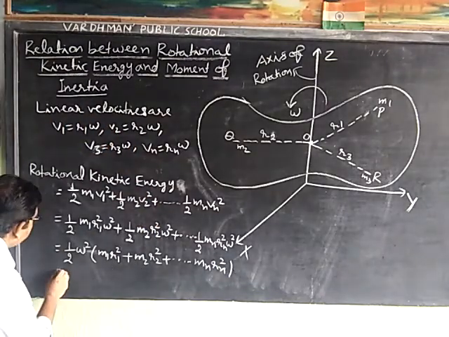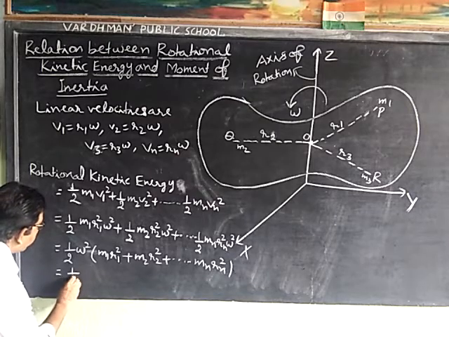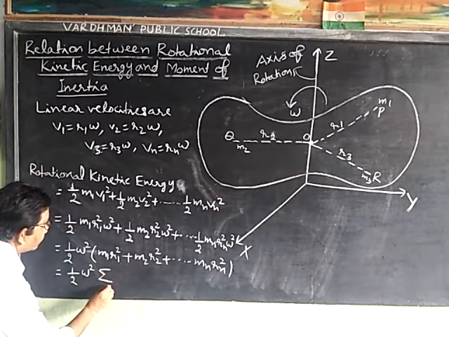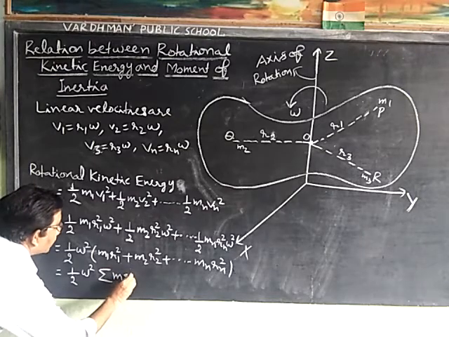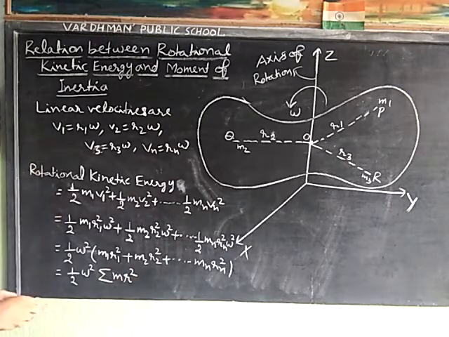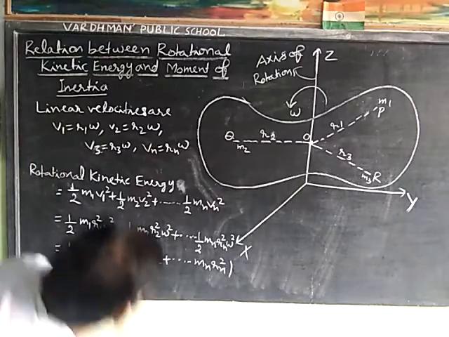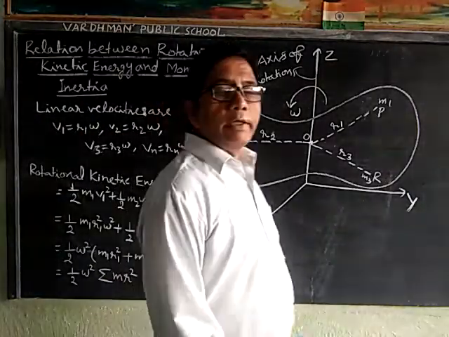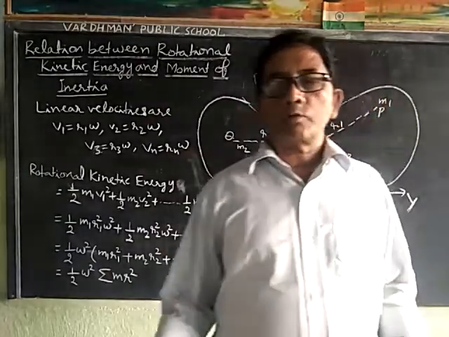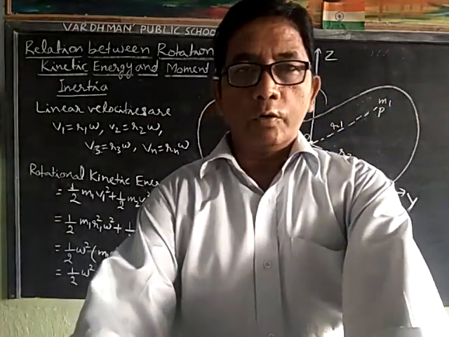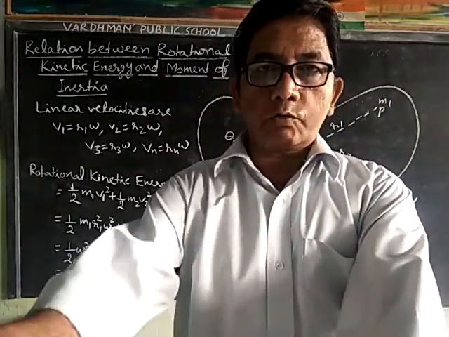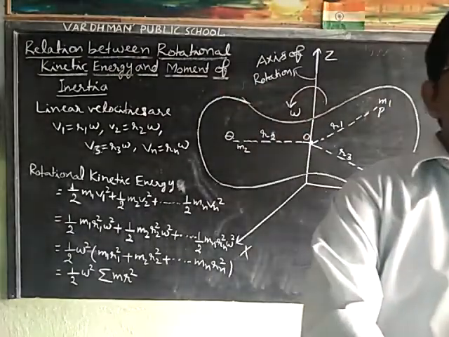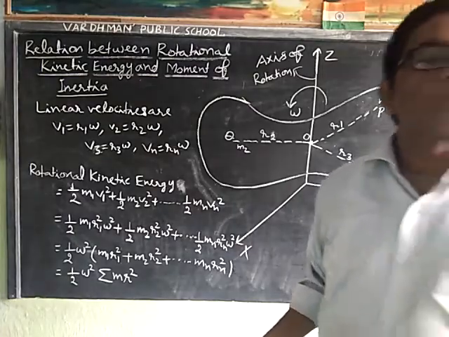which can also be written as half omega square and sigma m r square. Now I is equal to sigma m r square. We know moment of inertia I is equal to the product of mass of the body and its distance from the axis of rotation.